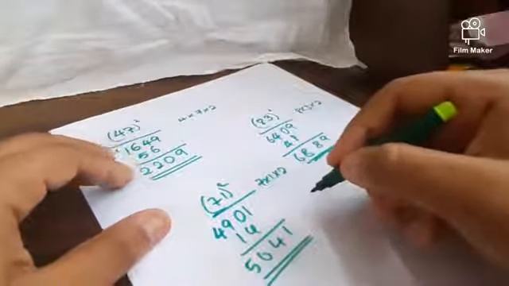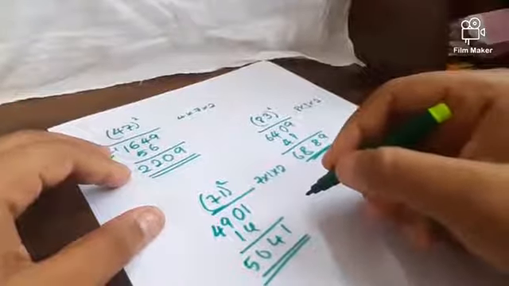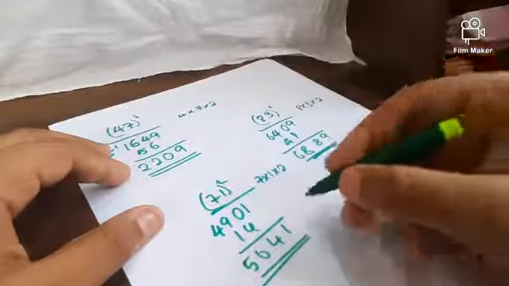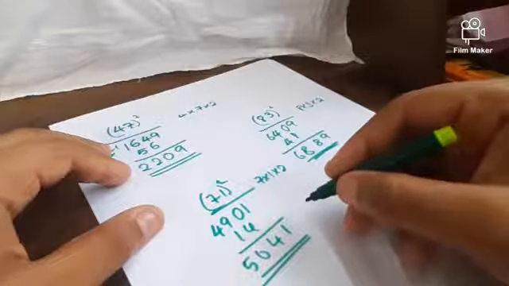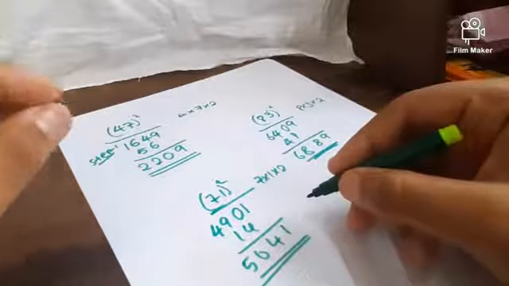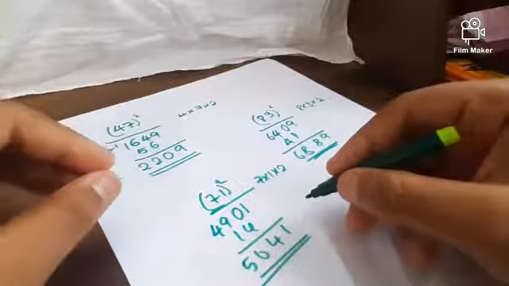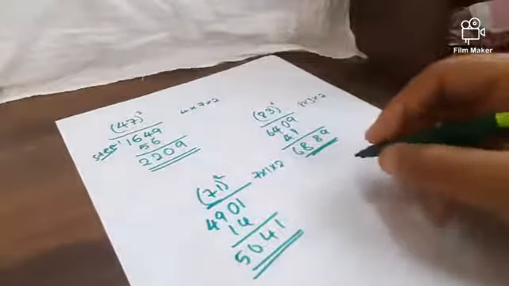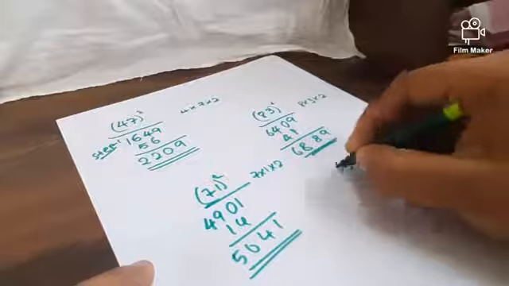I know you are amazed, but don't be amazed. Just do it and just be the master of squares. With this technique, you can gain so much time in examinations. So let's do the next question. Let's take 53 square.